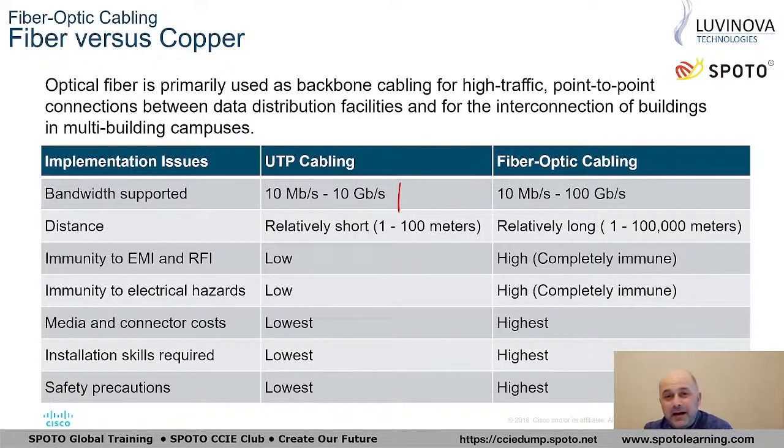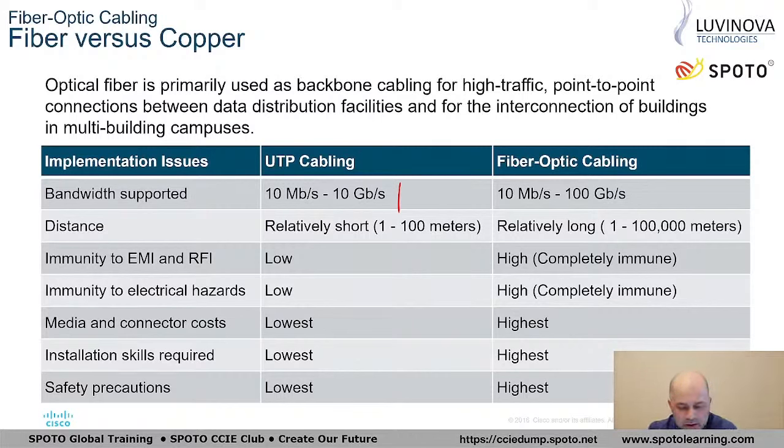Immune to EMI and RFI. It's low for UTP cabling and high for fiber optics. Fiber optics is not affected by those distortions. Immune to electrical hazard. Again, the fiber optic is highly immune to electrical hazard, only because the source of the carrier of the data is light pulse.